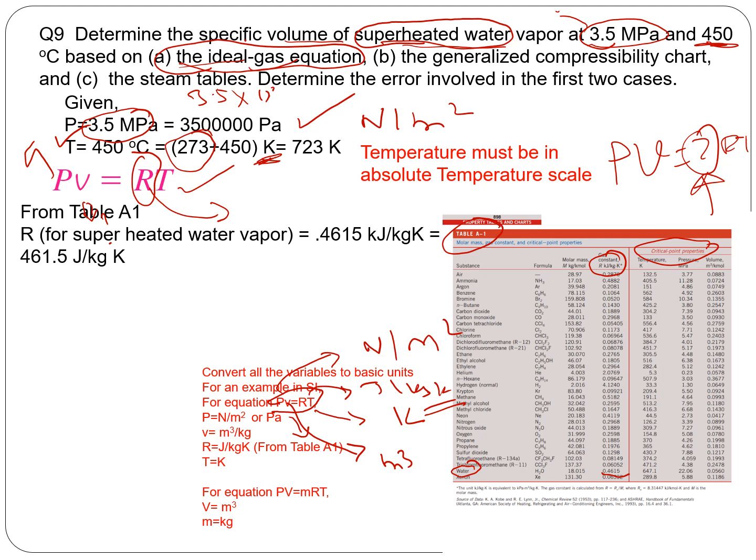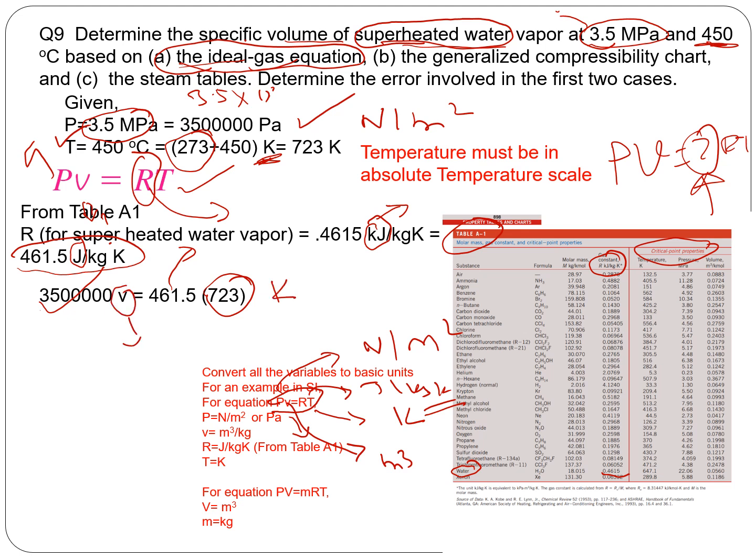Remember, always be careful with the units. You have it in kilojoules, so convert this to joules by multiplying by 1000. This gives you joule per kg per Kelvin, which is a basic unit. Very important, this is where you tend to make mistakes. Everything in basic units: pressure in Newton per meter square, R in joule per kg per Kelvin, and the temperature in the absolute temperature scale, which is Kelvin.